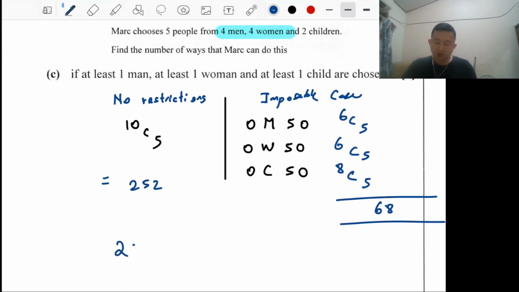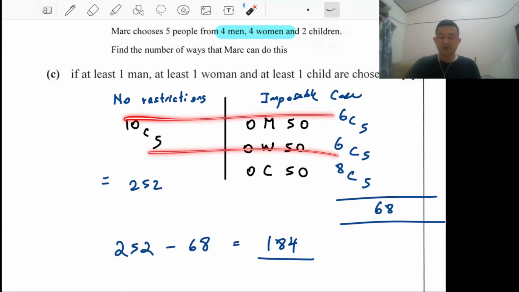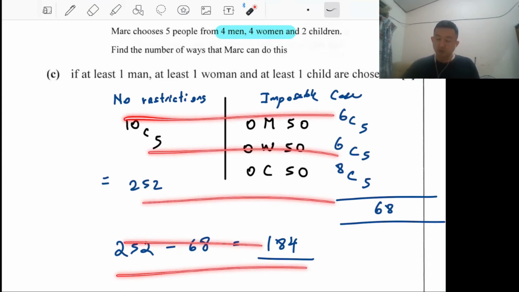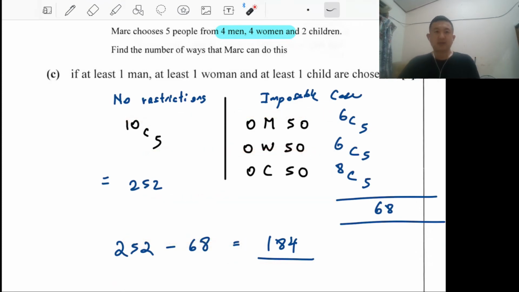So you get the one without restriction minus the opposite or impossible case. And the answer should be the number of ways of arranging at least 1 man and at least 1 woman and at least 1 child. 184. This is the so-called shortcut. Because if you list out all the cases, I think you have a lot to list. At least 1 man, 1 woman, and 1 child. Okay, see whether you like this method or not.